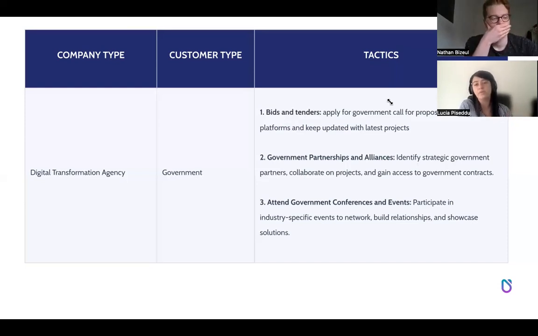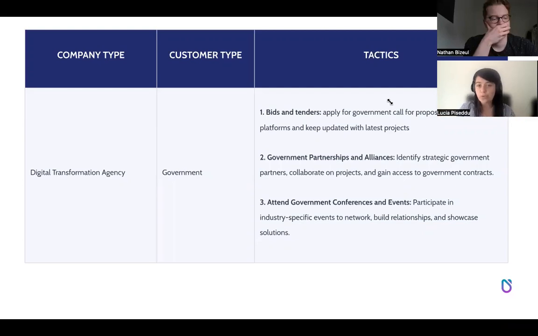So we check what are the calls for proposals for governments, and then we join these tender platforms, we keep updated, and then we send our proposal if we think we are the right fit for this specific government, right? So that could be one way. The other thing would be to create and form partnerships and alliances with government partners, right? Because maybe we can collaborate on a specific project that then gives us access to bigger projects, right? We could join a panel of experts that is advising the government on a very specific issue, build relationships, and then use these relationships to get more projects within the government, right?